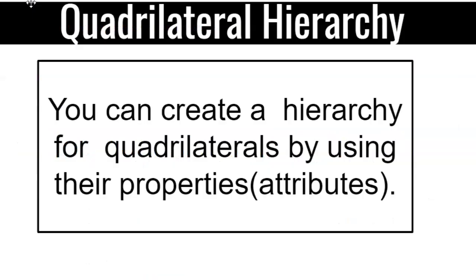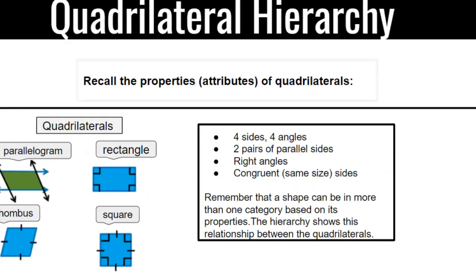So let's review that. You can create this thing called a hierarchy for quadrilaterals by looking at their properties, their attributes. And recall what those properties are. They have 4 sides, all quadrilaterals do. They have 4 angles. Some of them have 2 pairs of parallel sides, like all of these examples right here. Some of them have right angles. Their angles intersect at 90 degrees, or that's called perpendicular lines.